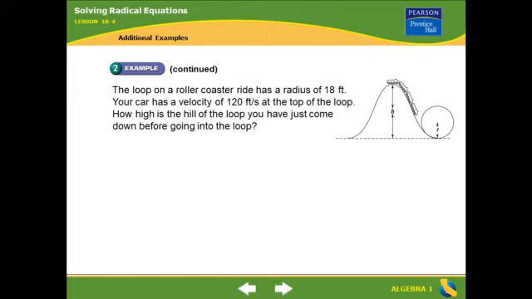If we're going to illustrate the problem, it looks like this. This is the height of the mountain and this is the radius of the loop. This is your car. The car velocity is given.